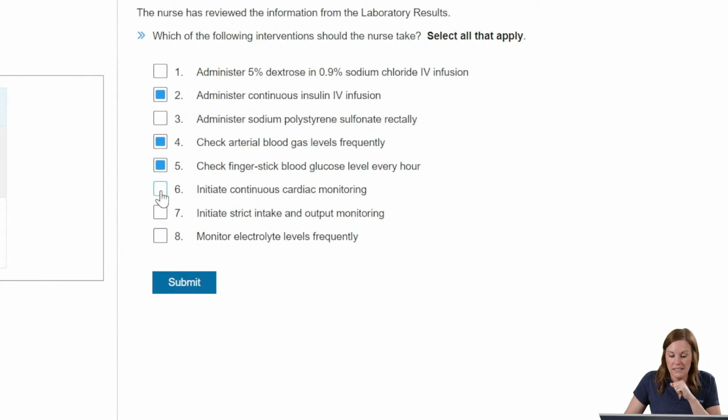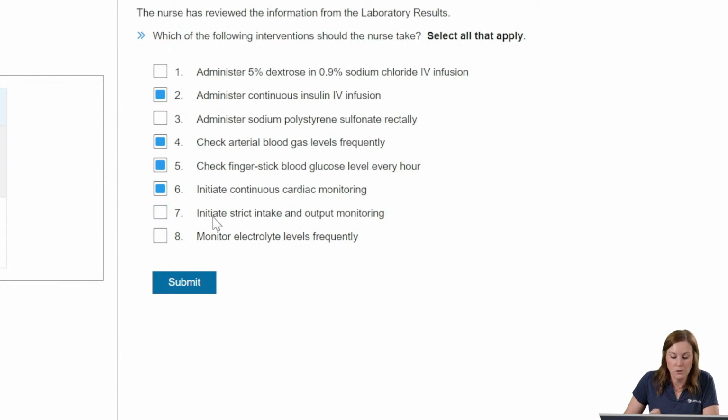Okay, option 6, initiate continuous cardiac monitoring. This is true. We talked about how potassium is affected with DKA and how potassium affects our heart. It's one of the main electrolytes that impacts the rhythm of our heart. So we want to make sure that we're monitoring for any of those kind of fatal dysrhythmias.